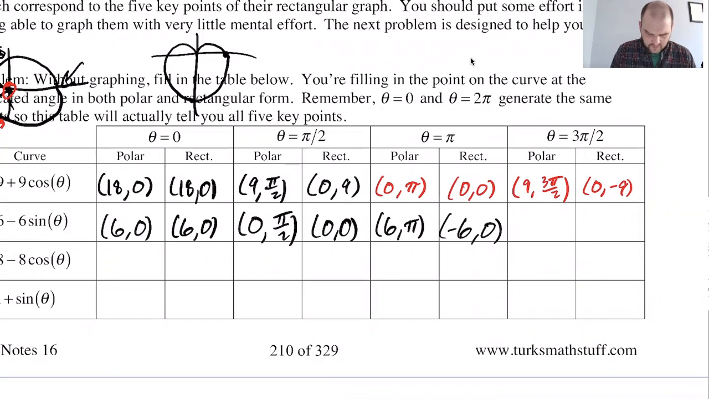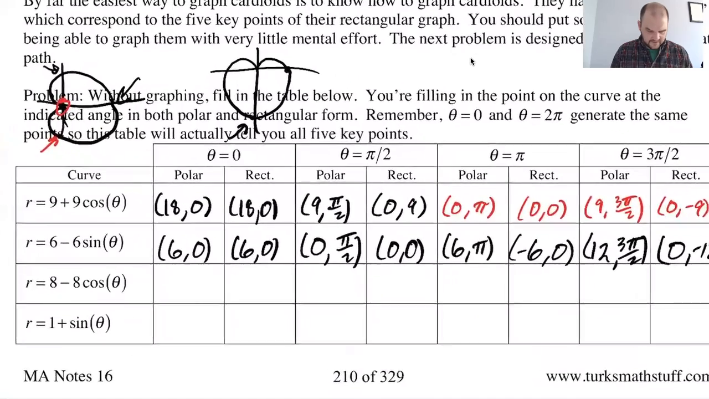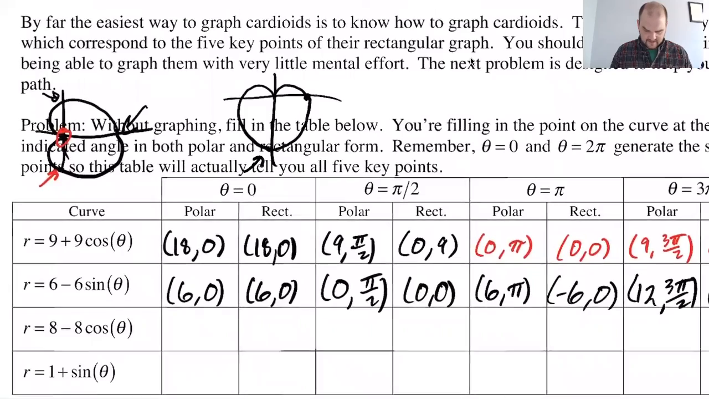All right, so 3 pi over 2. Where am I? I'm totally lost here. 3 pi over 2, there I am. All right, so I am 12 units away from the origin, and my angle is 3 pi over 2. And then I'm on the negative y-axis, which means it's 0, negative 12. All right, let's take a look at the next one, a negative cosine.